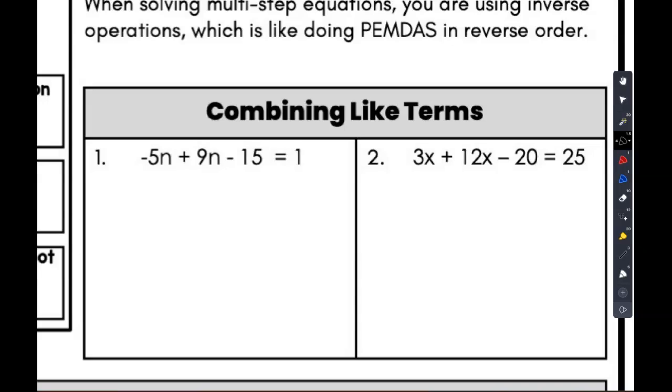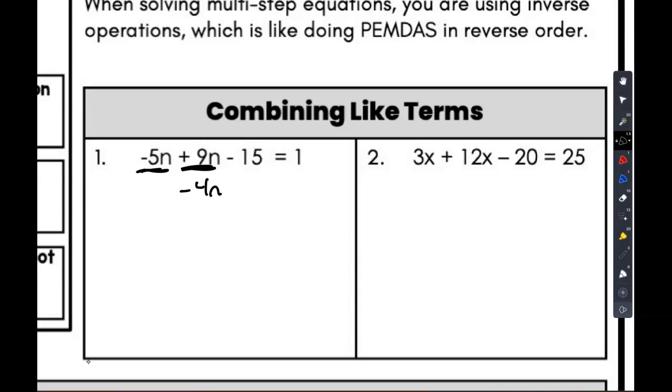So let's look at that one. All right, so here we got negative 5n plus 9n minus 15, and it's equal to 1. All right, so what we want to do there first is combine like terms. So like terms on the same side of the equal sign that has the same variable raised to the same exponent. So that would be this negative 5n and this positive 9n, right? So we're going to add those two together. And negative 5n plus 9n is negative 4n. Different signs, find the difference. 9 minus 5 is 4.